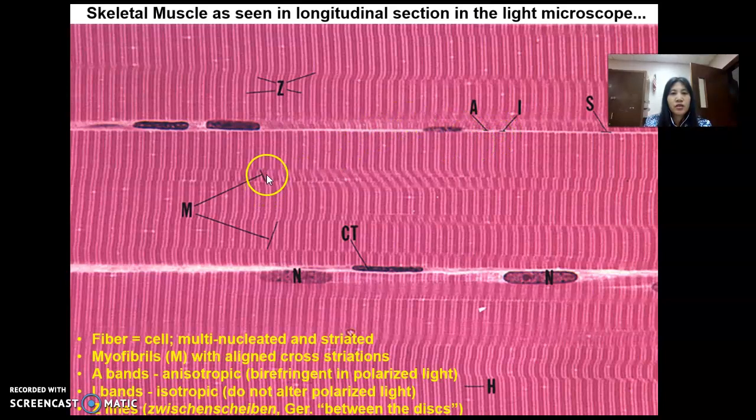Okay, this side here, as you can see, they are striations of myofibrils, while this one here, the A bands, are called anisotropic, okay, or birefringent in polarized light, while the I bands here represent isotropic, or they do not alter polarized light. Z lines, okay, are found in the discs.